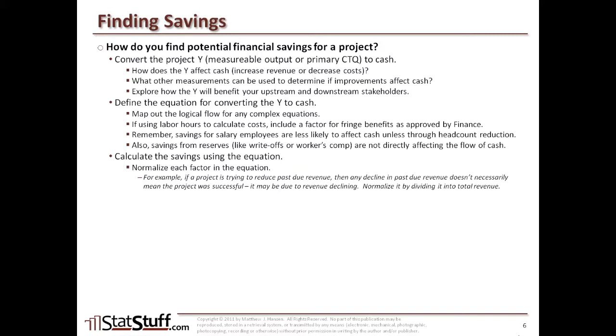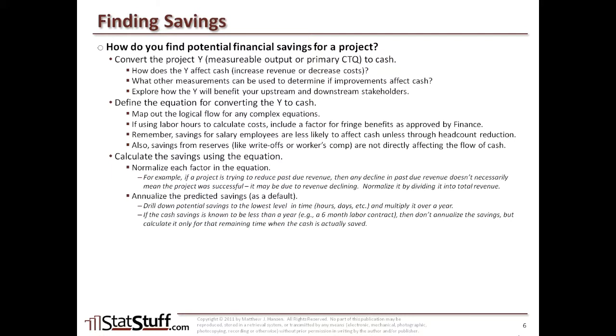Also, for annualizing your predicted savings, I recommend that you do try to annualize it, but you have to take a couple things into consideration. First, drill down the potential savings to the lowest level in time, like if you're going to get down to hours or days or weeks, some reasonable level that makes sense. But whatever that level is, then make sure you multiply that out over a year in order to get the annualized rate.